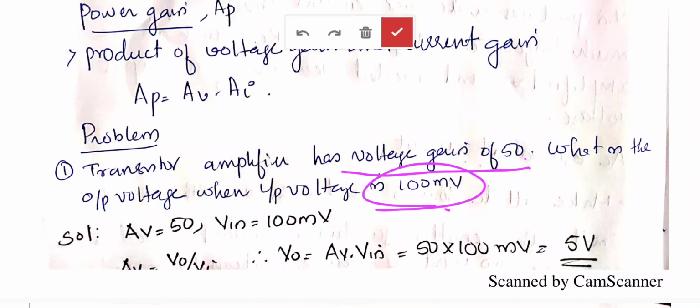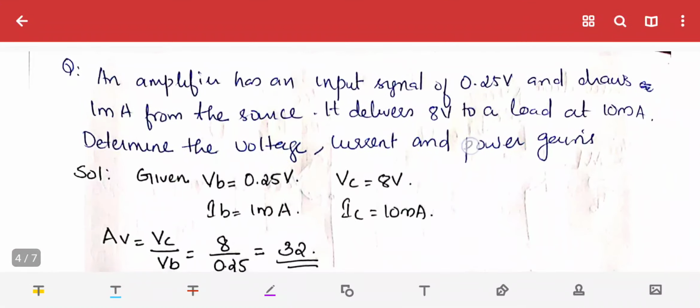So direct question, we have gain AV is equal to VO by VI. So AV is given, VO is given. VI is given, we need to find VO. VO is equal to AV into Vin. That means 50 into 100 millivolt, that is 5 volt. Just direct substitution.